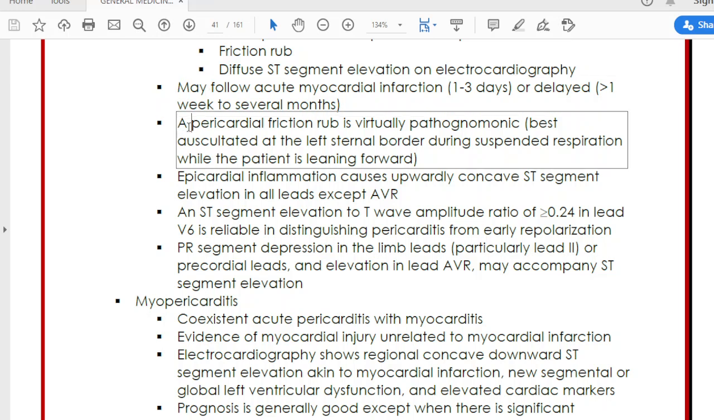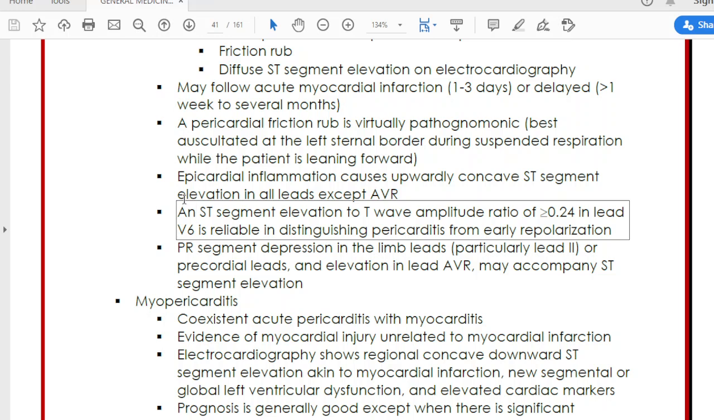A pericardial friction rub is virtually pathognomonic, best auscultated at the left sternal border during suspended respiration while the patient is leaning forward. Epicardial inflammation causes upwardly concave ST segment elevation in all leads except aVR. An ST segment elevation to T wave amplitude ratio of greater than 0.24 in lead V6 is reliable in distinguishing pericarditis from early repolarization.